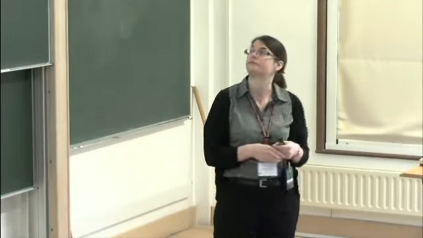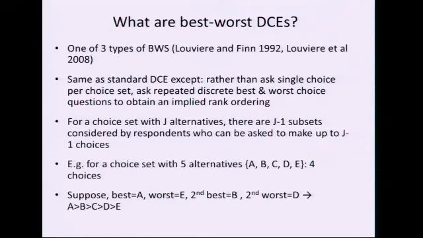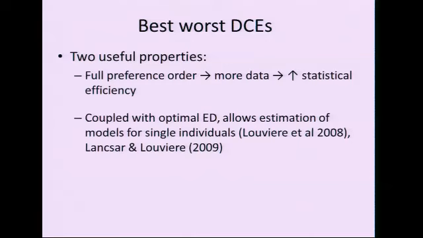So rather than asking more choice sets with just asking for first best, we ask more questions within a choice set. Okay, so for example, for a given respondent, if A was best, E was worst, B was second best, and D was worst, we would have the full rank order for that individual in that choice set.